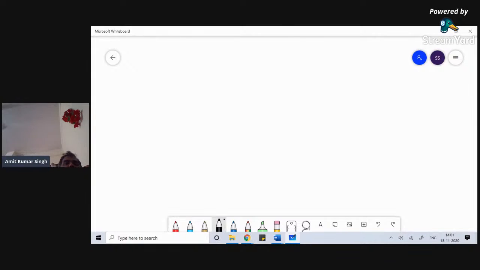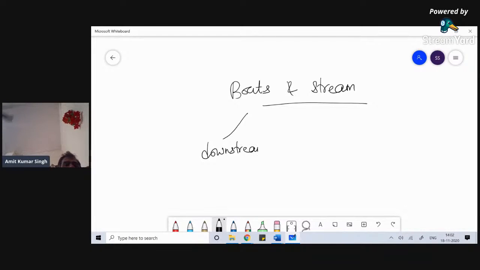In boats and stream, we'll talk about two concepts: one is downstream, and the other one is upstream. And trust me, in every exam you will take for your placements and for the preparation of any kind of engineering services exam, definitely one or two questions will come from boats and stream. By that you can understand how important this topic is and how easy it is to go through.